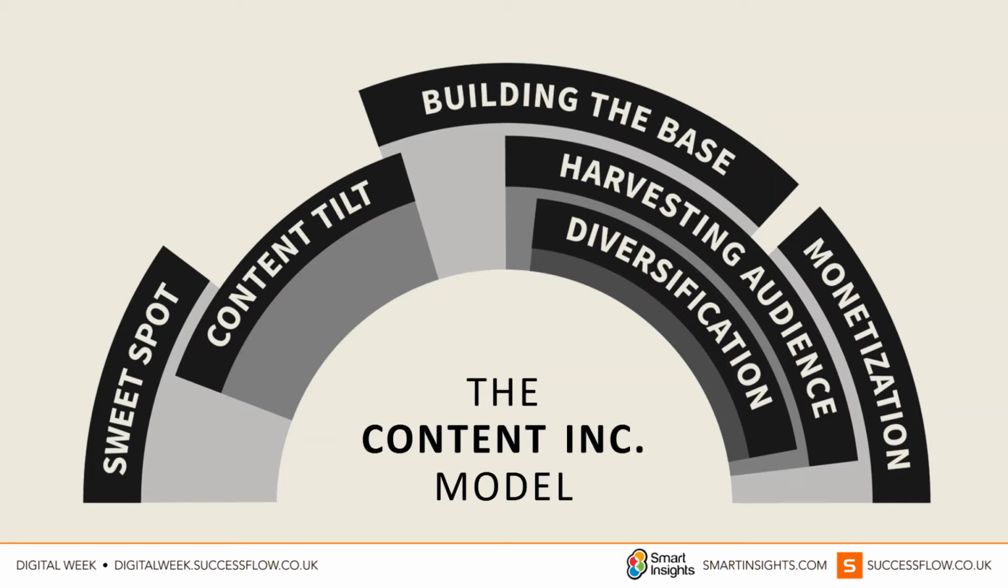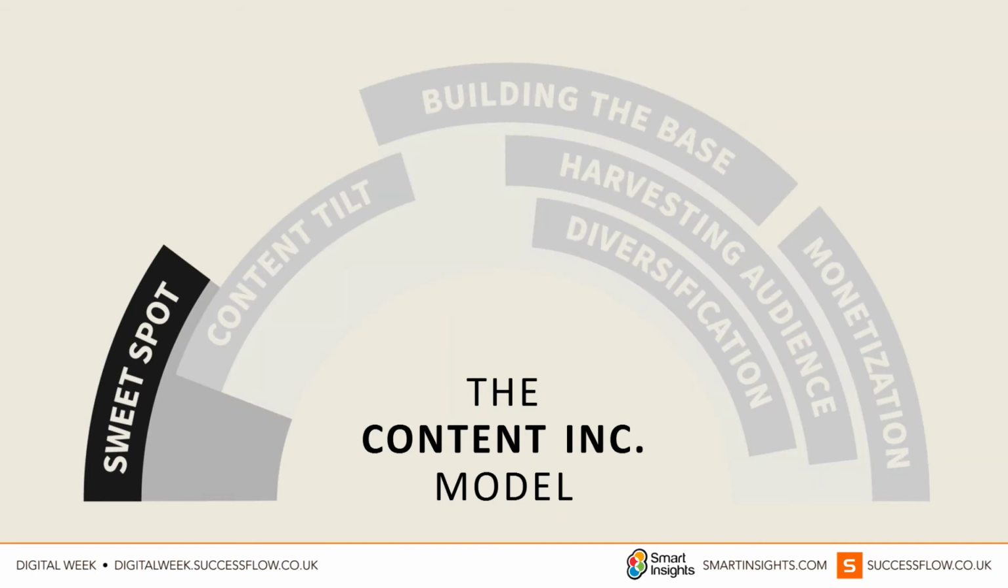So what I'm going to do now is go through each of these 6 steps so you can figure out how you can build what we call the Content Inc. model, or base your strategy on this Content Inc. model so you can build a loyal audience and then you can monetize that over time. So the first step is the sweet spot. Well, what is the sweet spot?